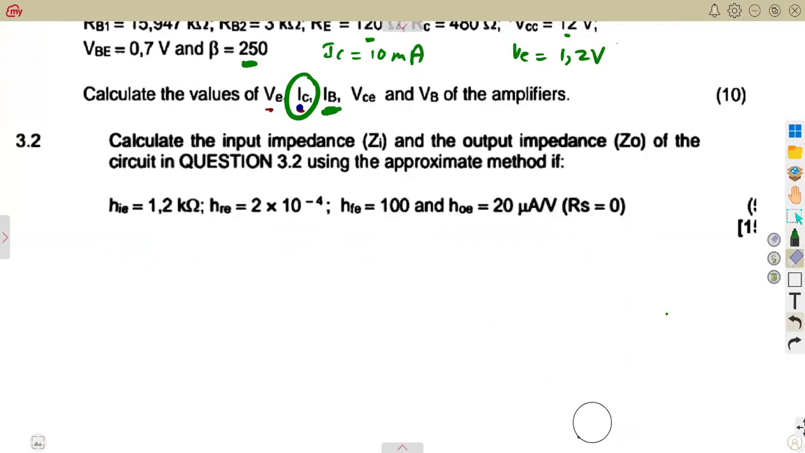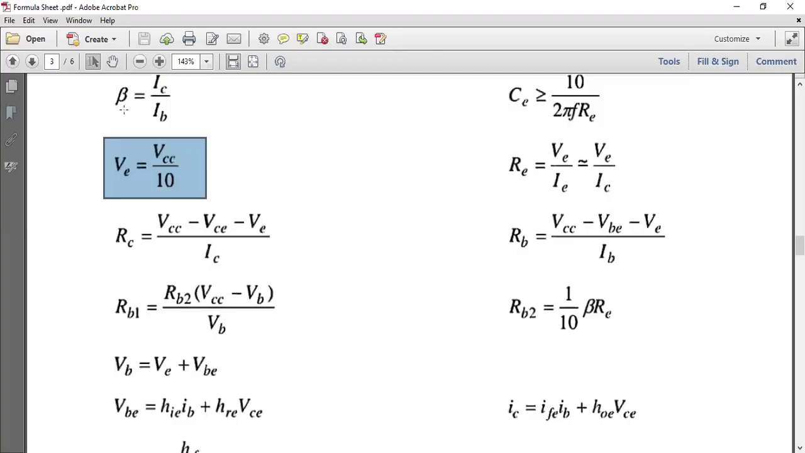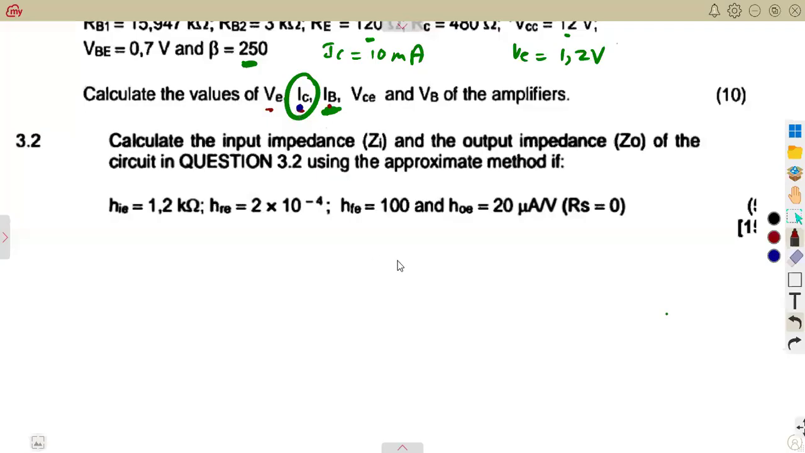So since we now have IC and we want to calculate IB, we can use that beta again to calculate IB, because these two form a relationship again. I talked about that. If you've forgotten, guys, the formula sheet is always there as an assistance. The formula for beta here is IC over IB. So if you manipulate that, you can make IB the subject. Remember, we are on IB.